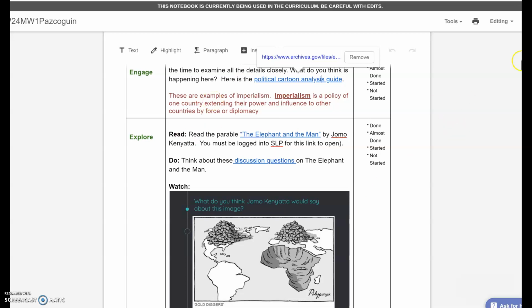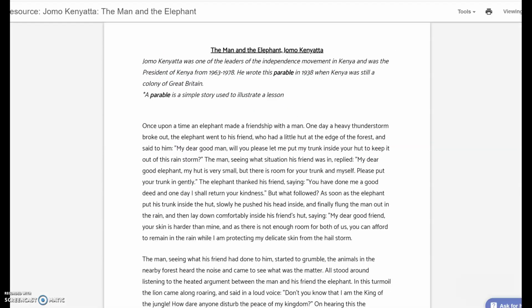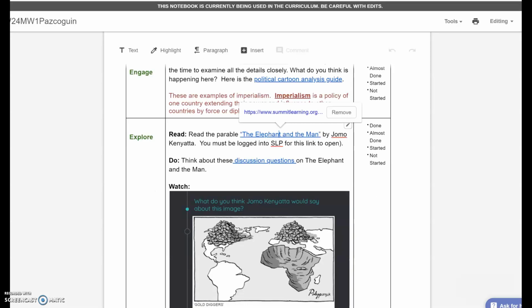This is an introductory lesson to imperialism to get you started with this project, because I know many of you are still finishing up the last project, which is fine. So I want you to read this parable. It's called The Elephant and the Man. This is really interesting. It's just about a page long. A parable is a story meant to teach you something.